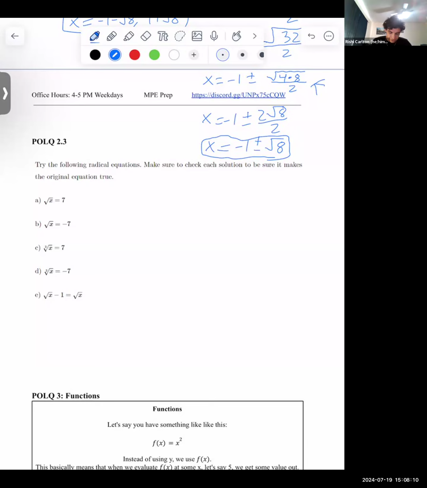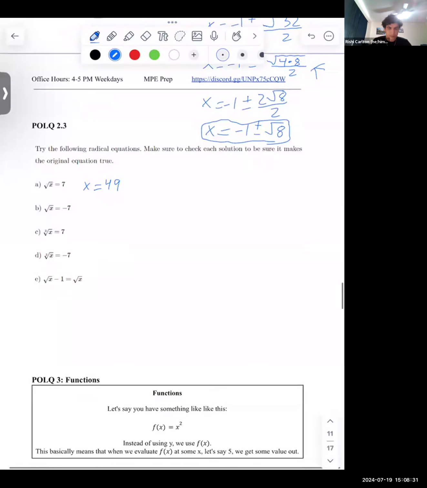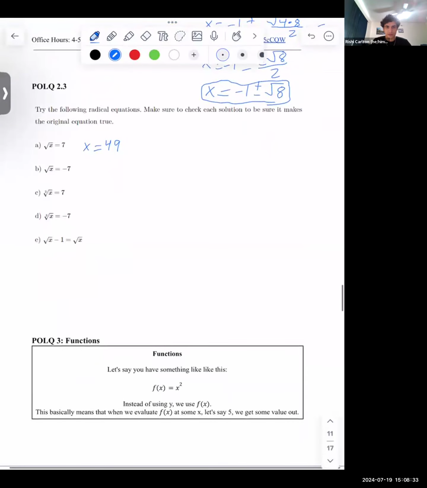So, without further ado, real quick, rapid fire. So we have square root of x equals 7. We can go ahead and say that x must equal 49 because the square root of 49 is 7. That's kind of like our base case, right? We don't have to do anything crazy.